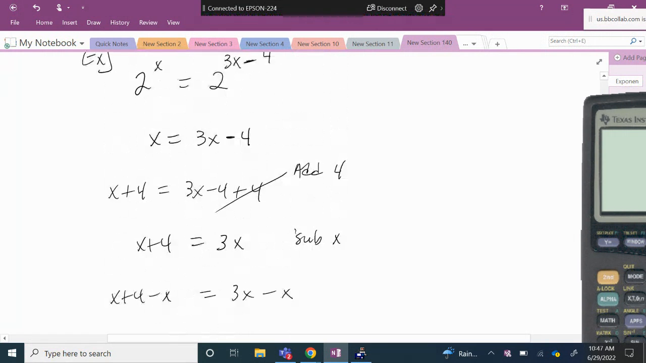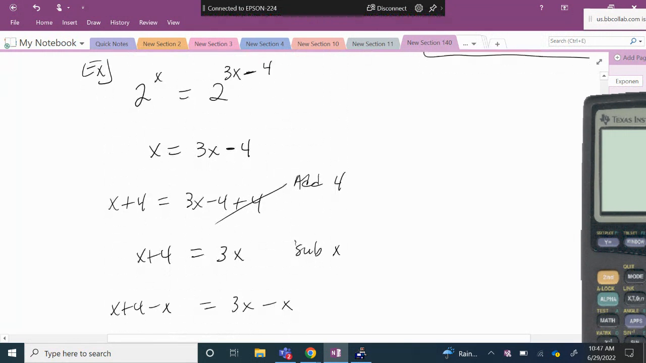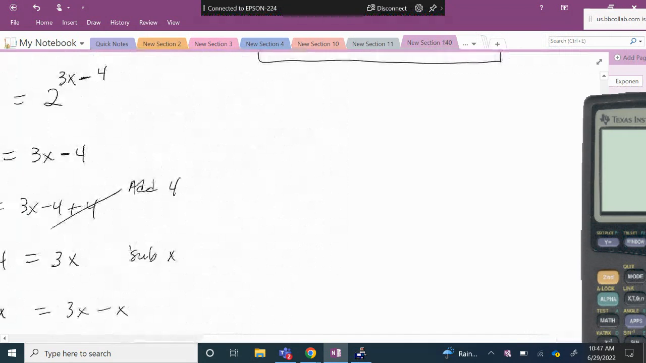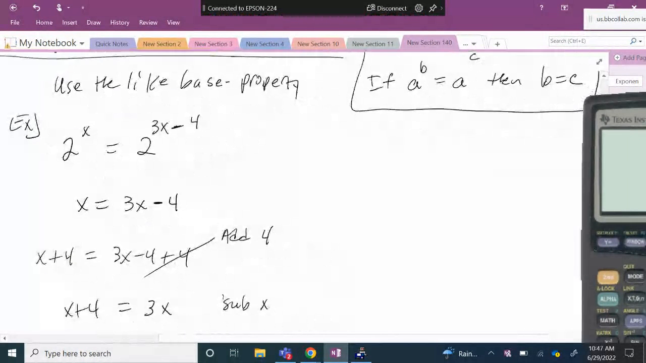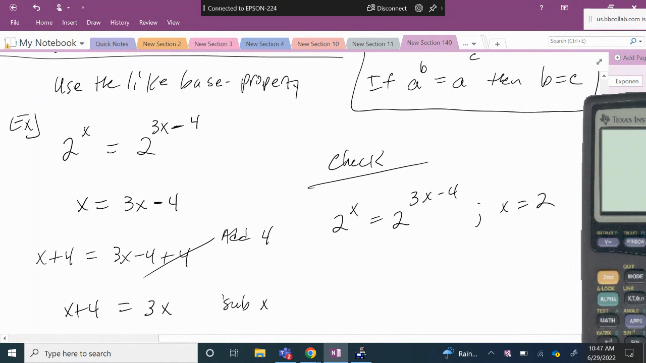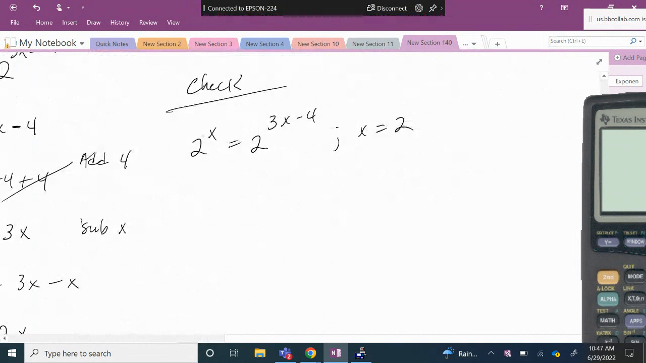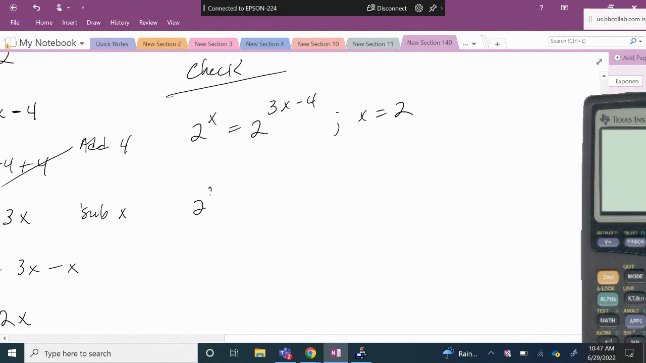Now I can also check. Checking is not necessary, but going through this first example, we're going to check. How we check is we take our original equation and substitute x for 2. Wherever I see an x, I'm going to put a 2. So we have 2 raised to the power of x, substituting 2 for x. That's equal to 2 raised to the power of 3 times x, which is 2, minus 4.